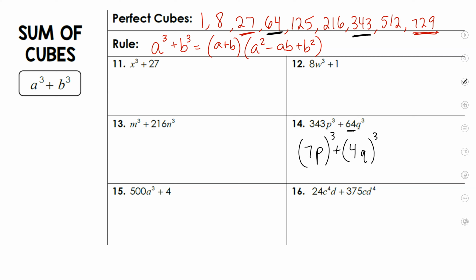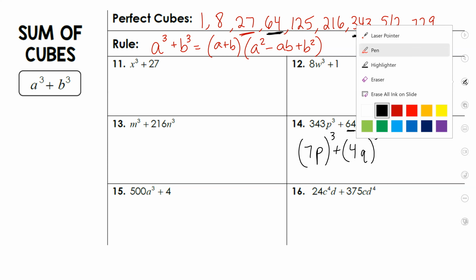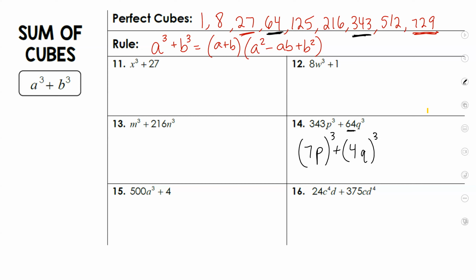And we'll just use the formula. Notice I have, let me highlight what we have. I have a cubed, just like my formula, a cubed plus b cubed. This is my b value cubed. Now that we rewrote it, let's use the formula. So the formula calls for a plus b first. So my a is 7p, and my b value is 4q.